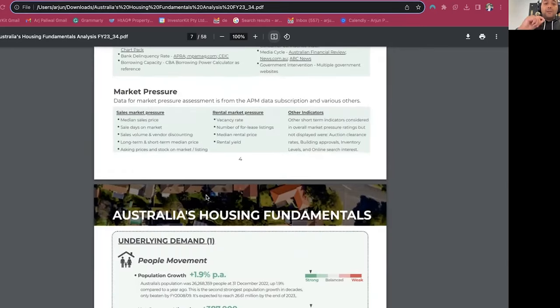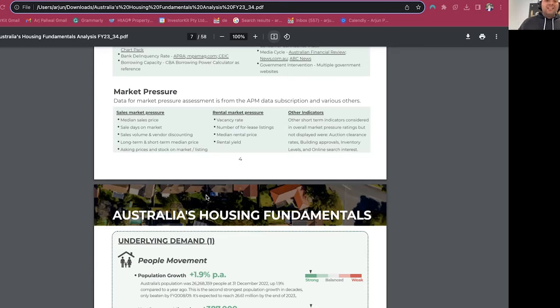Then we look at market pressure. So market pressure is a subsequent half of this after the fundamentals, where we go into each city, the 8 capitals and the 25 regionals, and we're tracking through sales market pressure, which uses core data points of median price movements, days on market, so the speed of sale, sales volume and vendor discounting, in simple terms, how much transactions and what the pricing is, the people selling for more than listing or less, long-term trends, so cycle positionings, short-term trends, and then stock on market and listing levels, so how much supply is out there.